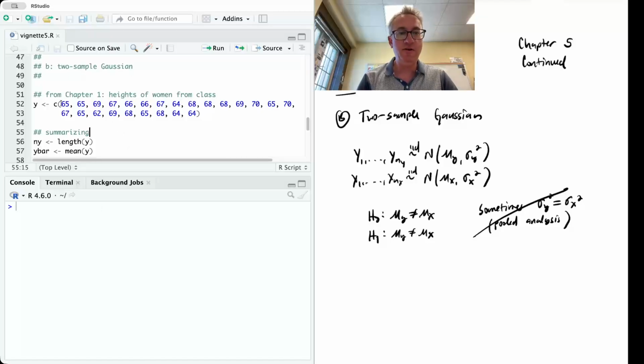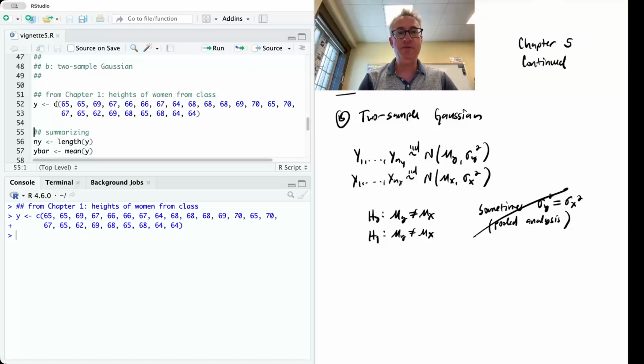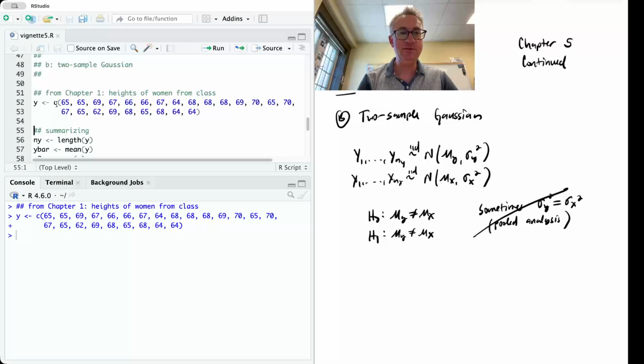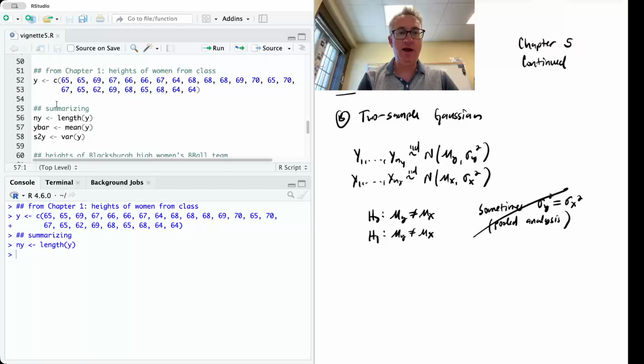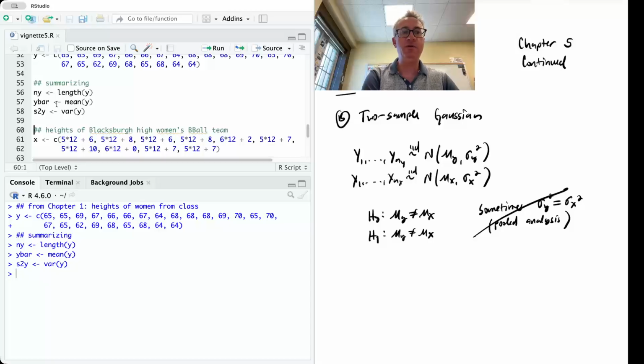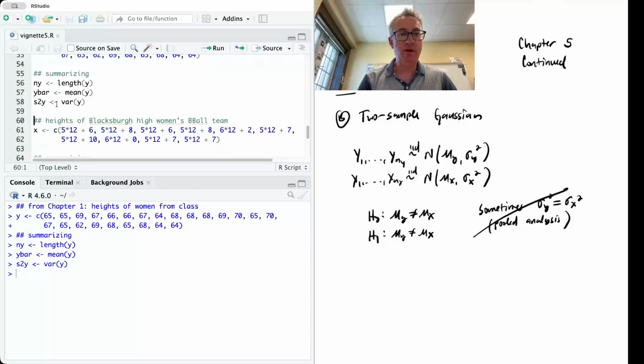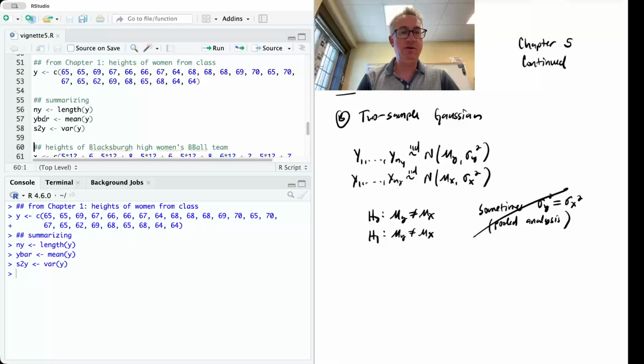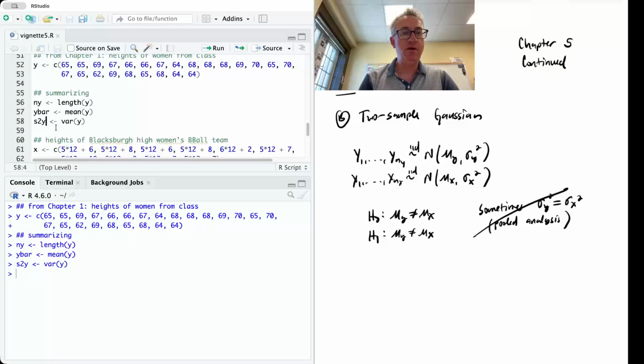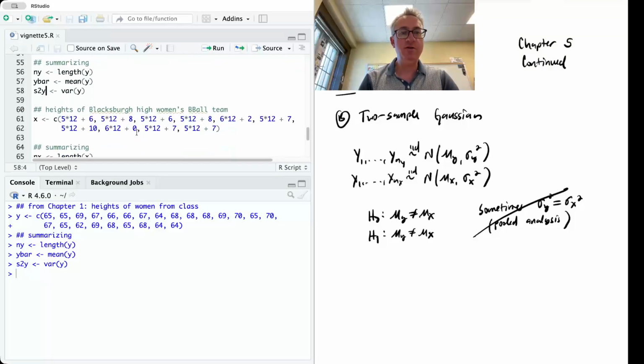So here's data from chapter 1. These are the heights of women from my class, and remember we calculated y bar and S2, so I'm going to calculate those. This is basically how we summarized it before, only now I'm putting a little y on my S2 to keep track of the y population estimate of variance. Now here's a second set of data.